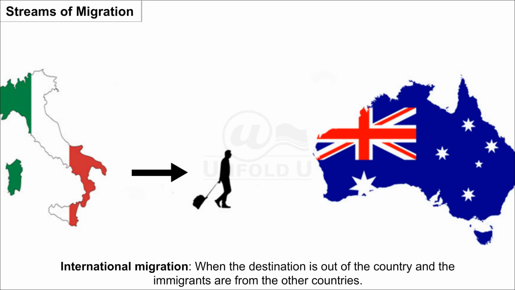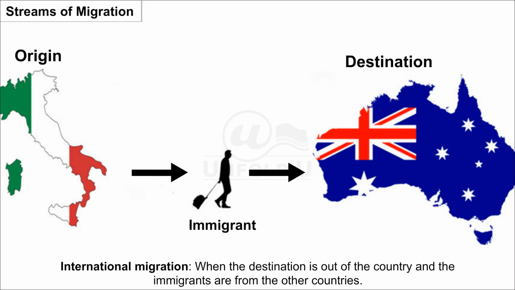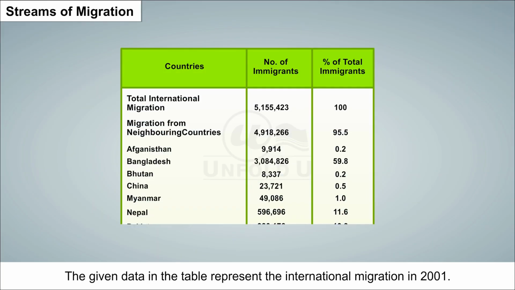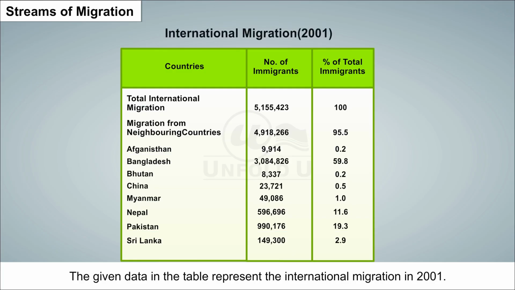International migration. When the destination is out of the country and the immigrants are from the other countries. The given data in the table represent the international migration in 2001.